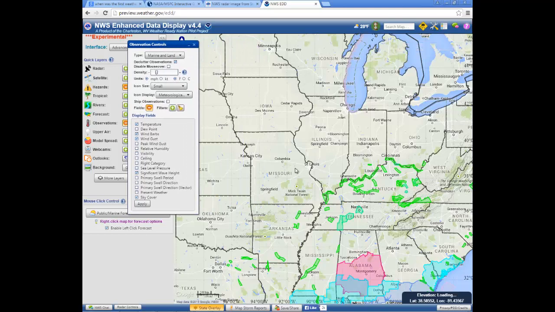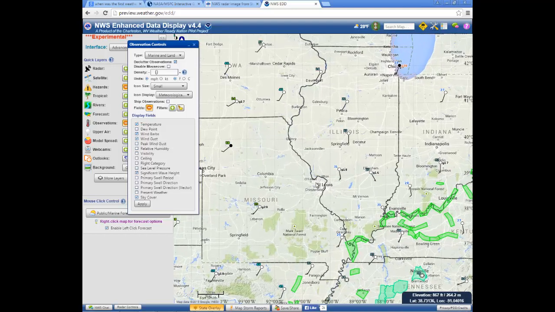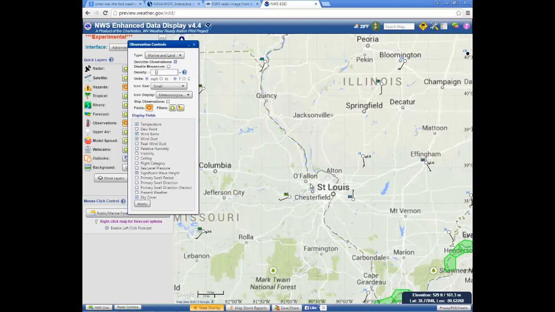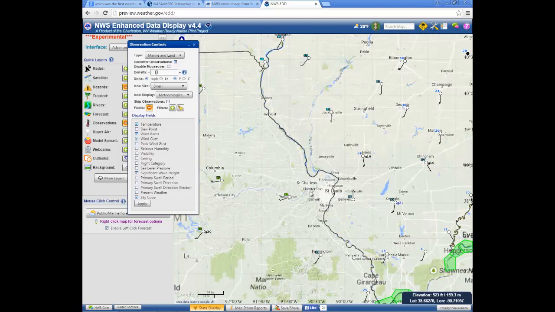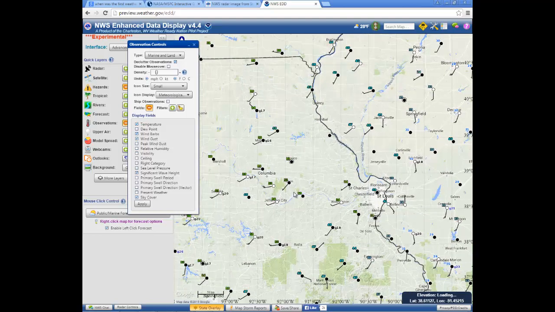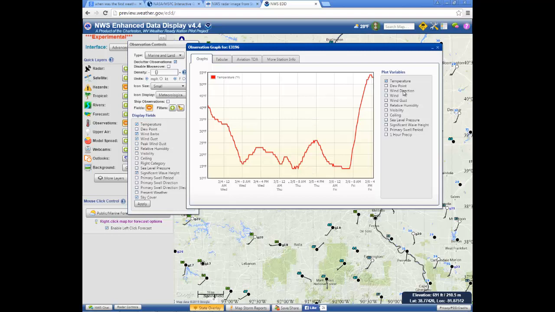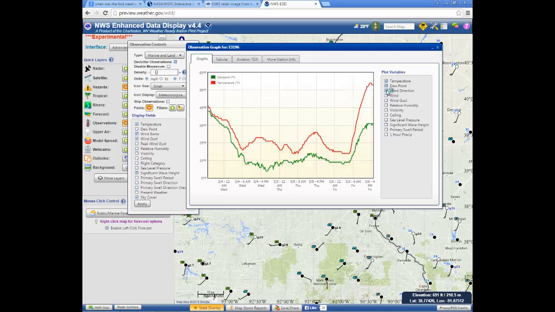You can look at observations from the surface. These are just surface airways observations, usually taken at airports, but we're ingesting the data from lots of different sources, so it may not be just airports that show up. And if you hover over the observation there, it'll actually give you the information, and you can look at a graph of what the temperatures have been doing and dew points and winds and everything.